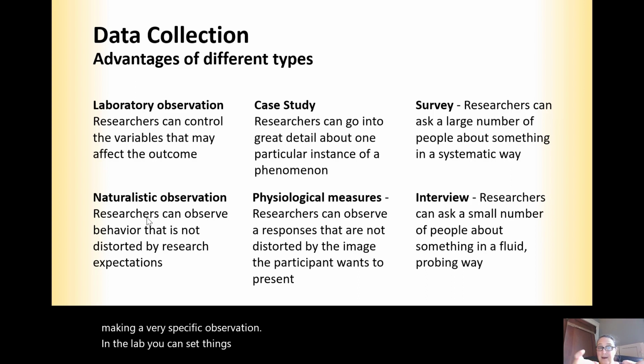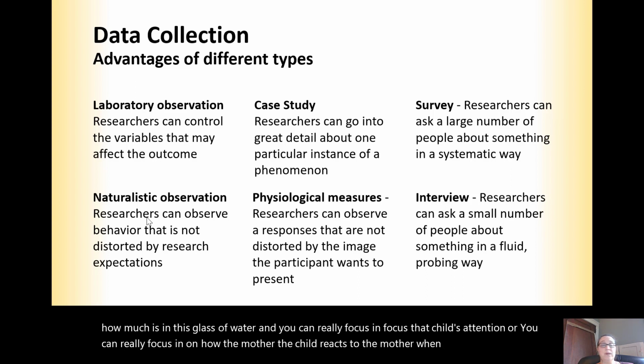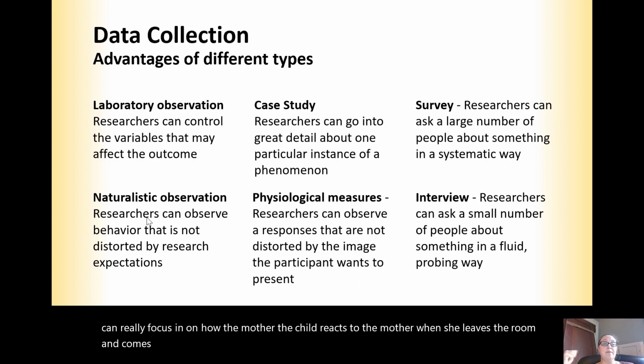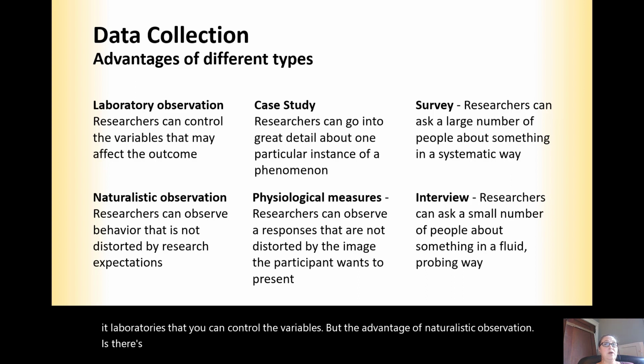You can say, here, compare how much is in this glass of water to how much is in this glass of water. And you can really focus that child's attention, or you can focus in on how the child reacts to the mother when she leaves the room and comes back. That's actually an experiment associated with attachment. So the advantage in a laboratory is that you can control the variables, but the advantage in naturalistic observation is there's no distortion. You're not distorted by the expectations of the lab.